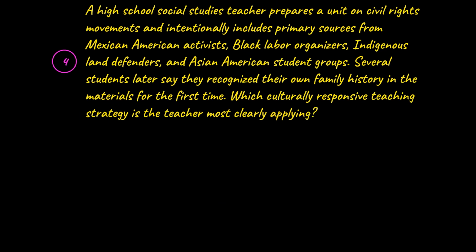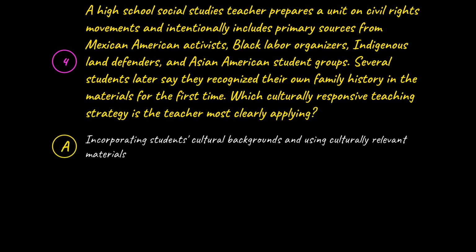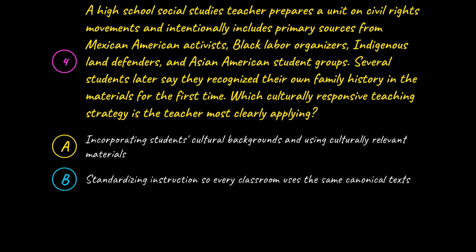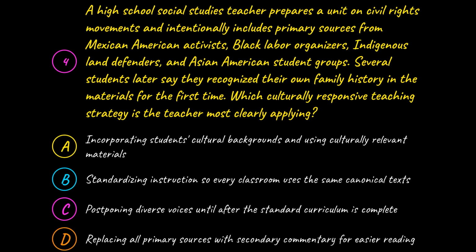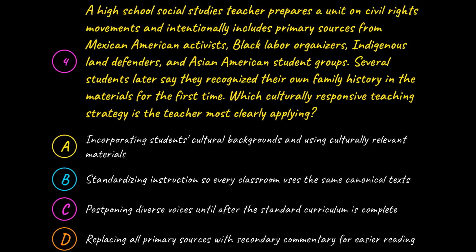Your options are: A. Incorporating students' cultural backgrounds and using culturally relevant materials. B. Standardizing instruction, so every classroom uses the same canonical texts. C. Postponing diverse voices until after the standard curriculum is complete. D. Replacing all primary sources with secondary commentary for easier reading. What's your answer? Commit to one before I continue.